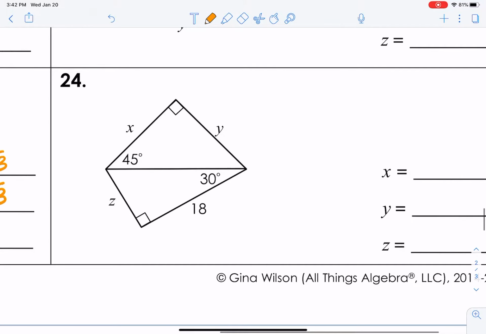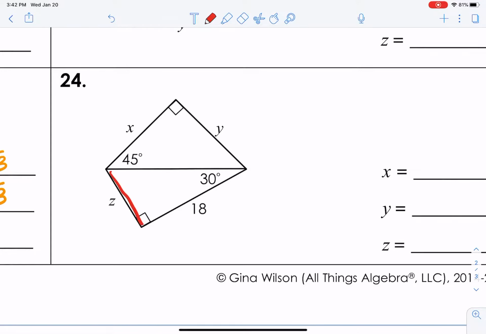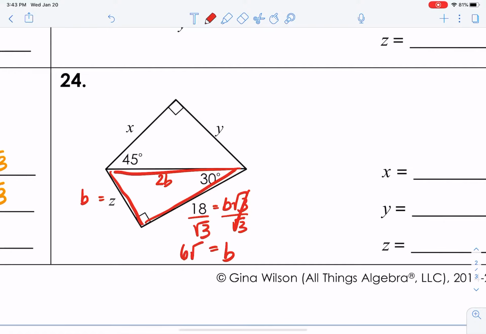For number 24, the first triangle that we can do is the 30-60 triangle because it has a side identified. Z is the small leg, so B. 18 is the long leg, so B square root of 3. And this is the hypotenuse at 2B. So I have to divide by the square root of 3 to solve for B, and I get B equals 6 square root of 3.